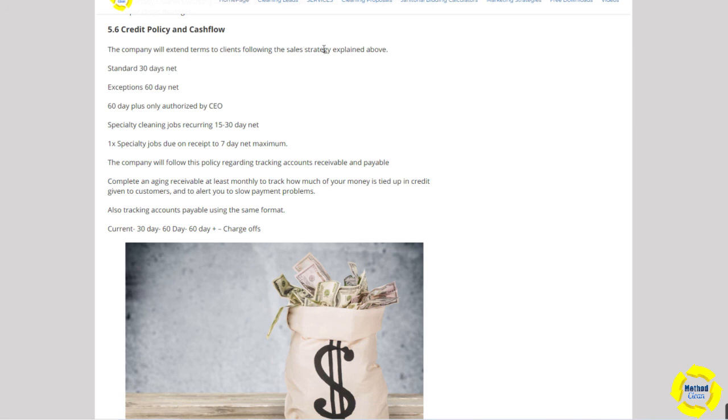In the sales strategy part, we were more thinking forward about what types of businesses we want to target. And in here, this is like our day-to-day operations. What is going to be our net? Maybe yours will be 15, maybe yours will be 60 if it's authorized by you. In specialty jobs, I would definitely make the specialty jobs a smaller net than, say, a recurring customer, and especially one-time jobs. One-time jobs, I would expect them to turn that around real fast. But that's up to you to decide.